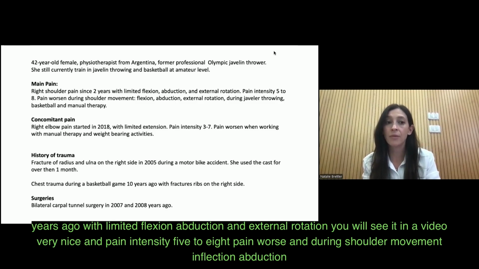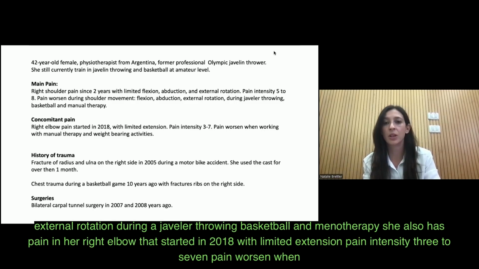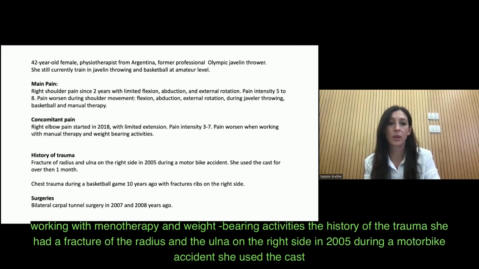Pain intensity 5 to 8, pain worsened during shoulder movement, in flexion, abduction, external rotation during javelin throwing, basketball, and manual therapy. She also has pain in her right elbow that started in 2018 with limited extension, pain intensity 3 to 7, pain worsened when working with manual therapy and weight-bearing activities.